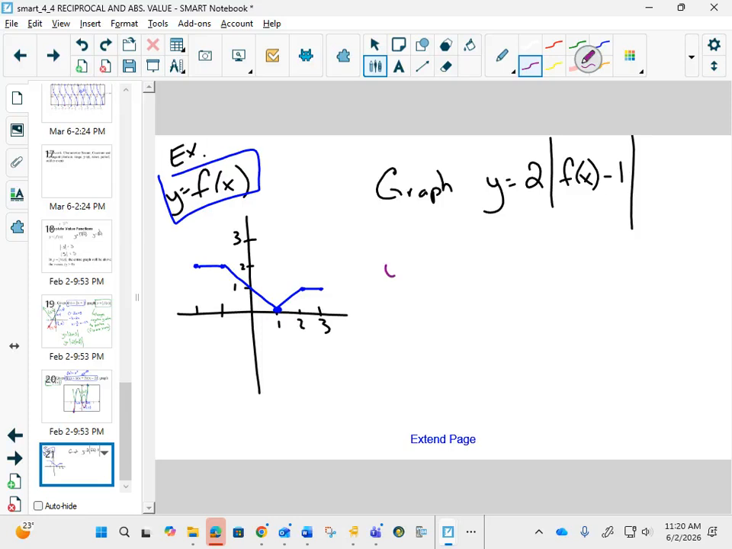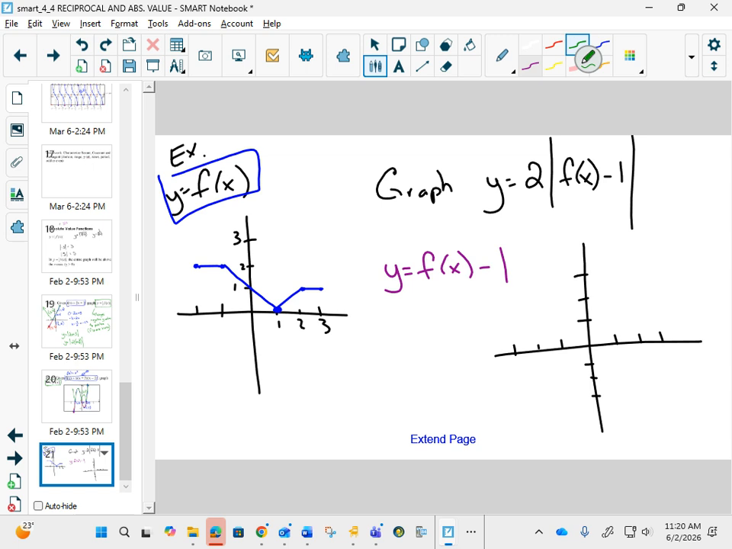The first thing I'm going to graph is just f of x minus 1. What would that look like? That would just take this graph and move it down 1. Does that make sense? So in purple, I would now have this point to this point. It's going to go down to this point. That would be f of x minus 1.